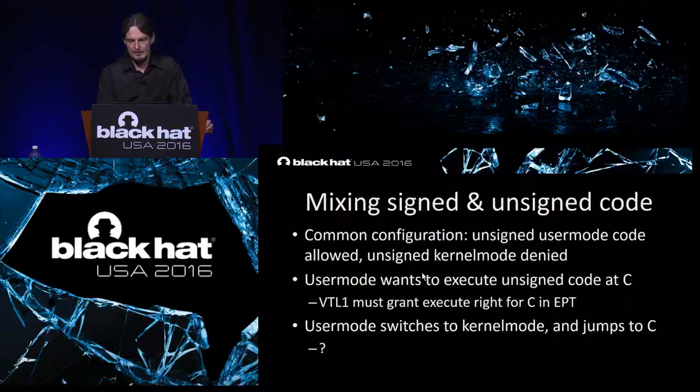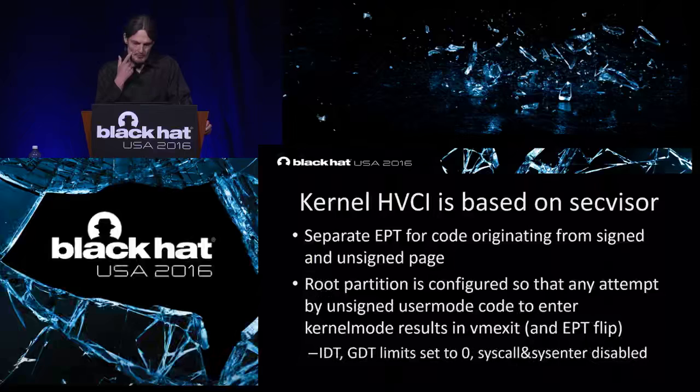User mode wants to execute some unsigned code at some location C. Because of the policy, it's allowed. So VTL1 must grant execute rights for this location in the EPT table. Now user mode switches to kernel mode and jumps to C. And we have a problem because, again, execute rights have just been granted in EPT. So it looks like C will be executed in kernel mode, and it's unsigned code, so it looks like the policy is broken. And this problem has been discussed in the SecVisor paper, an academic project.